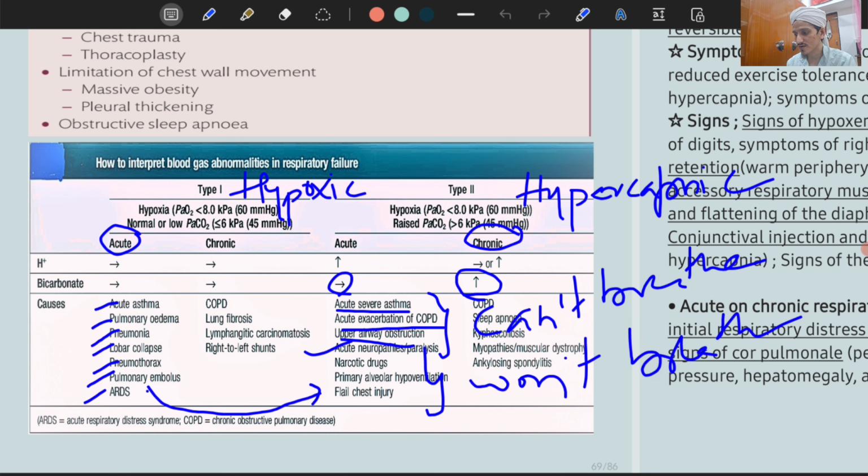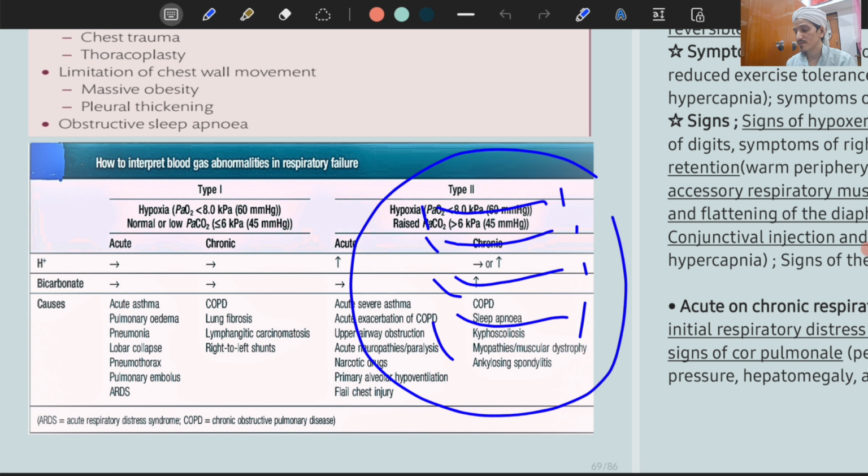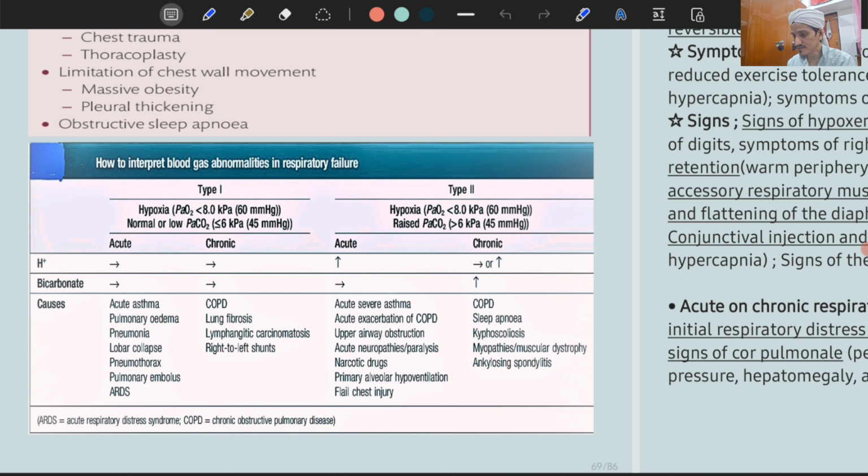Acute neuropathy, palsies, narcotic drugs, pulmonary alveolar hypoventilation, flail chest injury. What is flail chest injury? The breaking of 4 ribs on both sides, meaning a minimum of 4 ribs broken, and both sides meaning the rib is broken at two places. So that is known as flail chest injury. So those are acute causes.